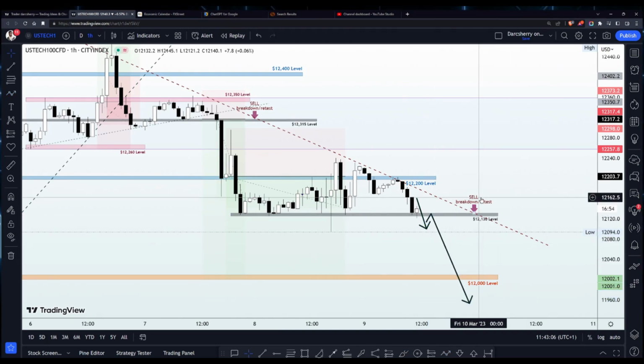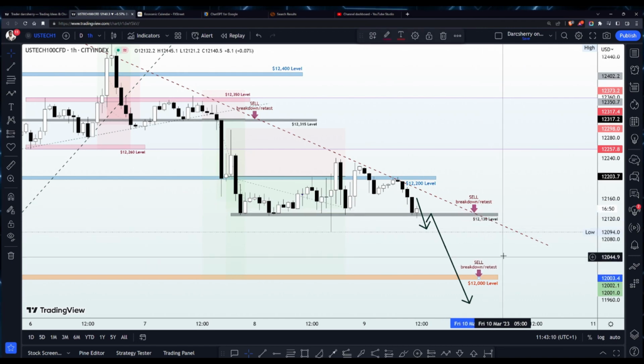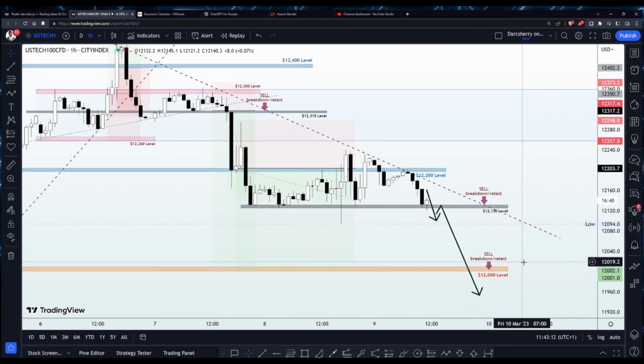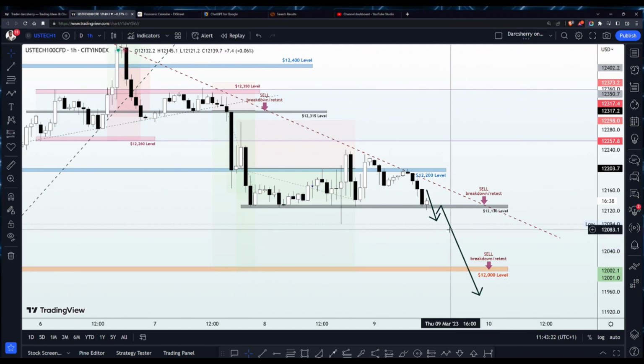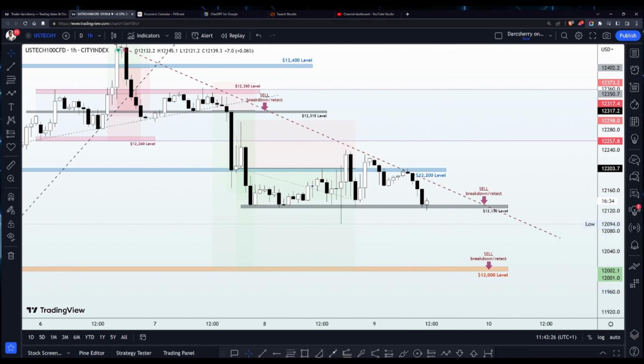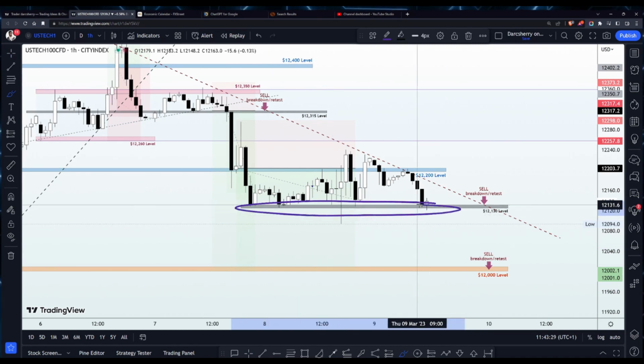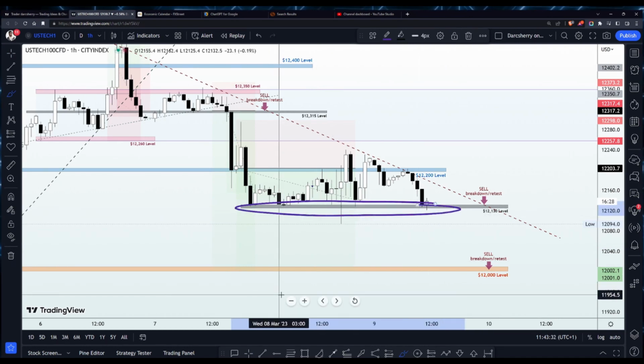And if price action goes on to further break down the 12,000 level, then definitely we want to be adding more position to our existing trade. So this is the only way we could be thinking of selling the USTEC for today. We want to see price action take out the buy position at around the 12,130 for us to have a bearish bias on the USTEC for today.